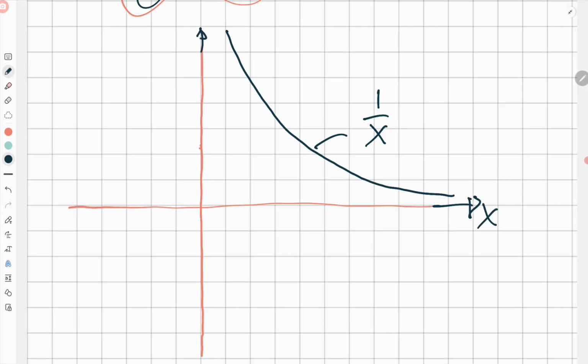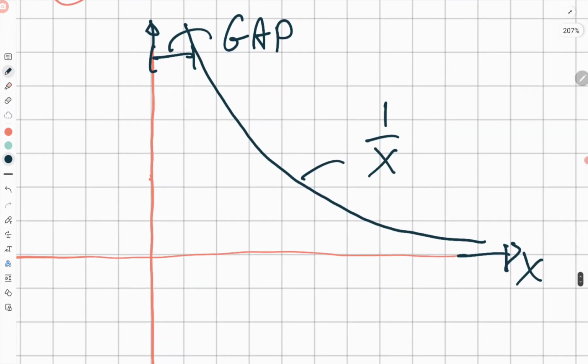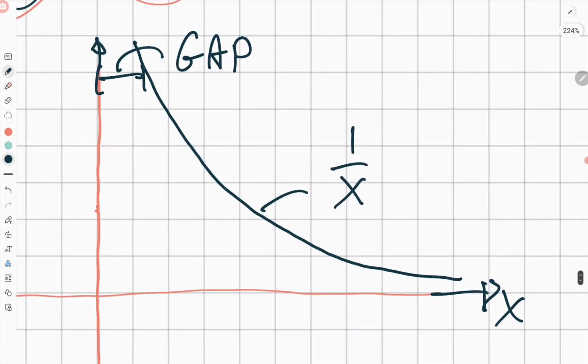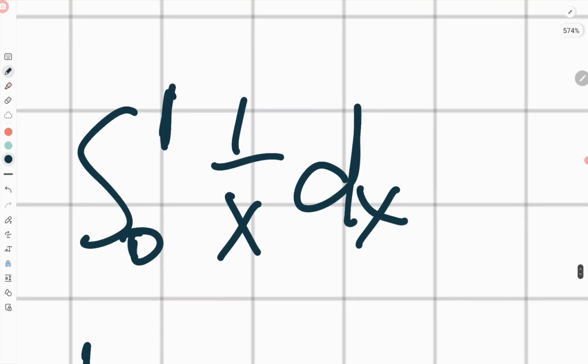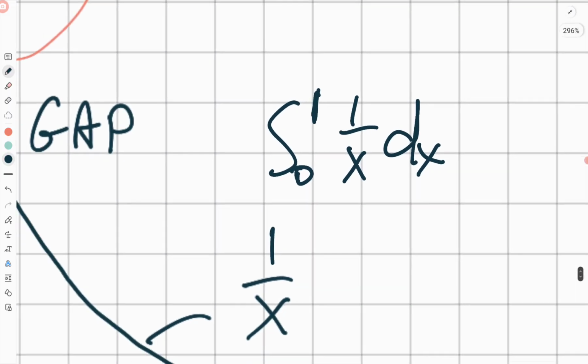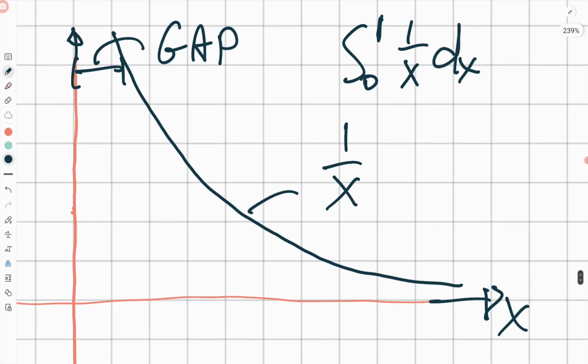Now something happens here with 1 over x, which is that here there's always a gap that never ever goes away. Now look at our integral. It looks like 0 to 1 of 1 over x dx. So now look at it. There's a 0 on the bottom and there's a 1 as the upper limit. We have to connect that information to the picture so you understand what's going on better. So how do we do that?